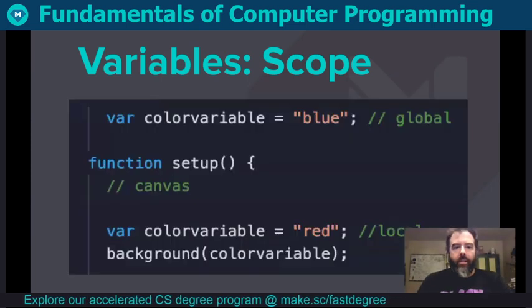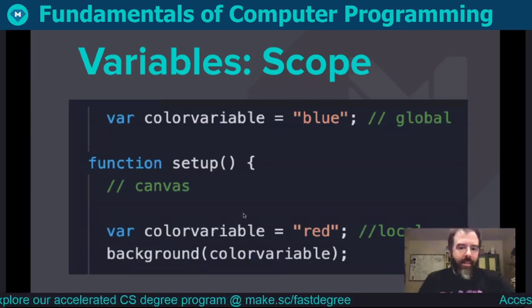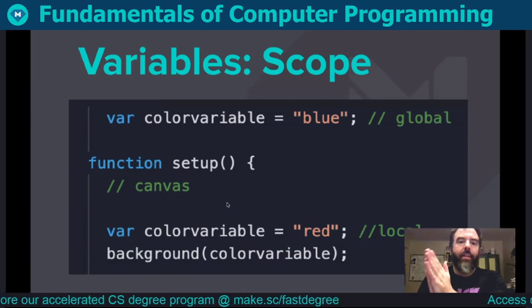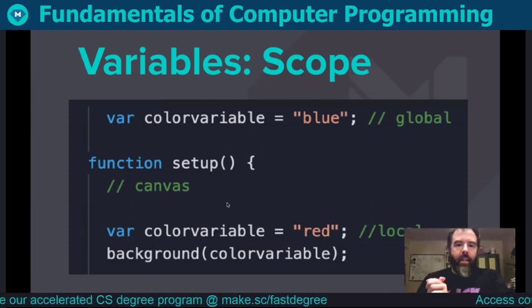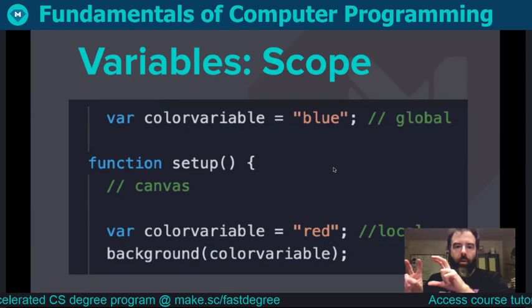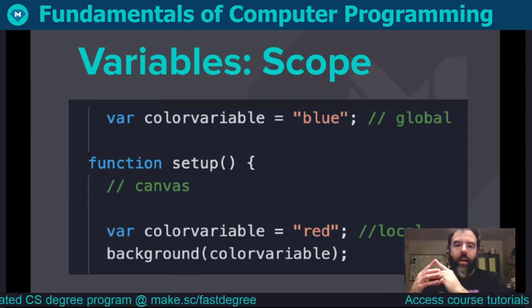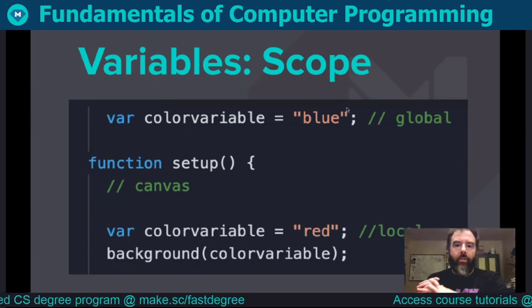So this is just another example. I've declared a variable, color variable blue. I did not put this as camel case. I apologize for the poor syntax. I've declared the same thing with the same name twice with different values. When it's outside of the setup function, it's global. When it's inside the setup function or inside the draw function, for that matter, it's local. And whatever it is outside won't matter.